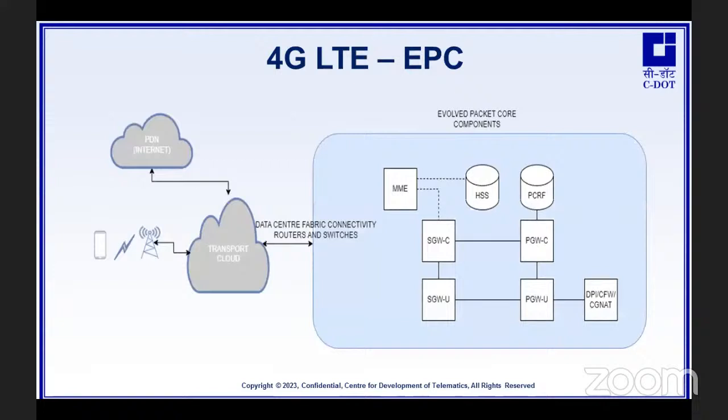This is the basic diagram. You can see on the right hand side, you have the EPC core components, and on the left hand side, you have the UE, which is connected to the BSNL transport cloud via the eNodeB. And in between, you have the data center where we will be looking at the leaf and spine switches, which are used for the interconnectivity between the EPC core components and the BSNL MPLS cloud.